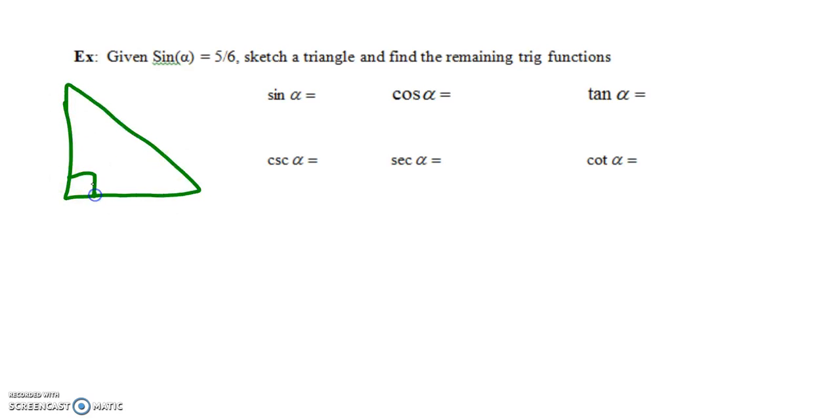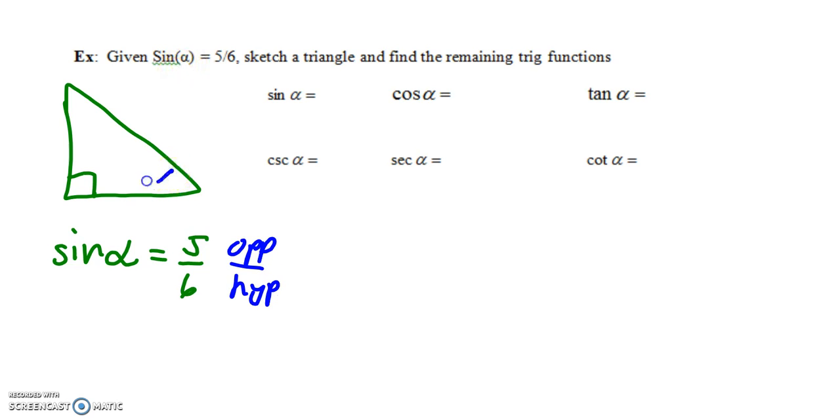So here's my situation. If I rewrite sine of alpha equals, instead of a sideways fraction, if we write a vertical fraction, remember that sine is opposite over hypotenuse. So if I call alpha this bottom angle, just as a reference, the opposite of alpha would be this side. So that, according to this, would have to be 5, because this is the opposite. And then the hypotenuse is always across from the right angle. So this would have to be my 6.